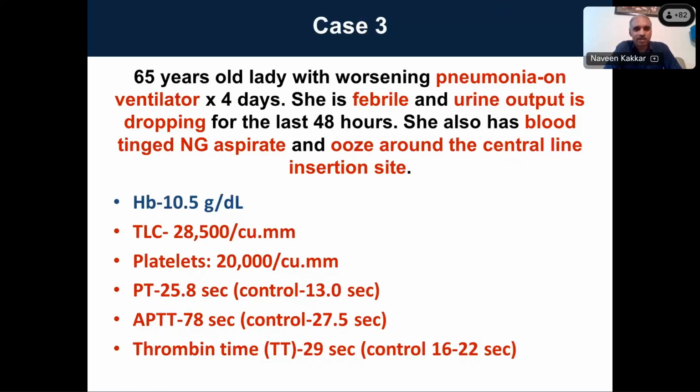So actually, if you've picked up this patient in the bleeding phase, you've missed the bus. If the patient was developing sepsis, TLC going up, urine output dropping, that is the time you should start thinking DIC is developing already and start serially investigating. So this patient has been caught in a late stage when the bleeding phase is occurring, and that's why the mortality is very high.